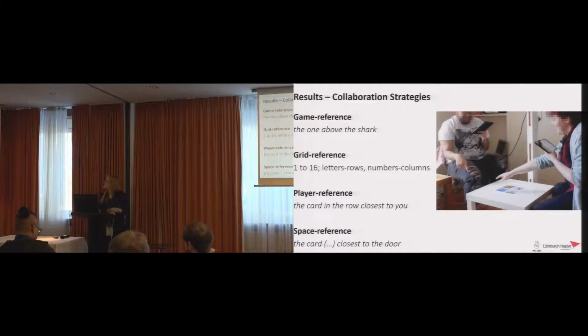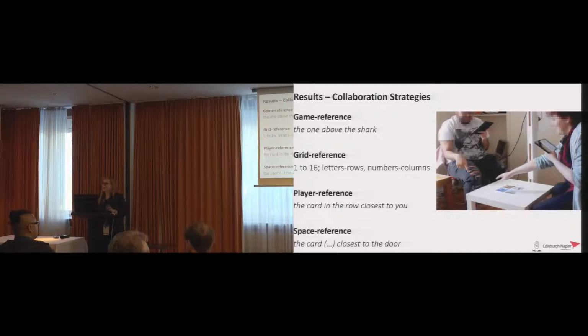So they said the row closest to you to the left, which then led to another problem because they were sitting across from each other, so their left was the other person's right, which led to my left, your left, which then led to them developing spatial references. So they said the one closest to the door instead of the one to the left. So they switched quite a lot between those strategies to communicate card position because they failed with one of them, so they switched to another one.